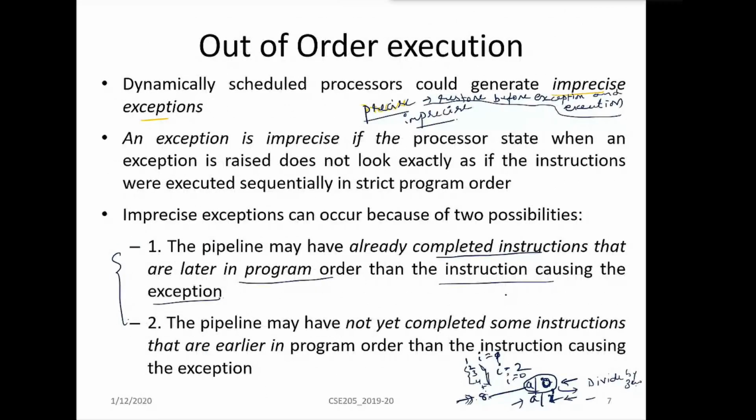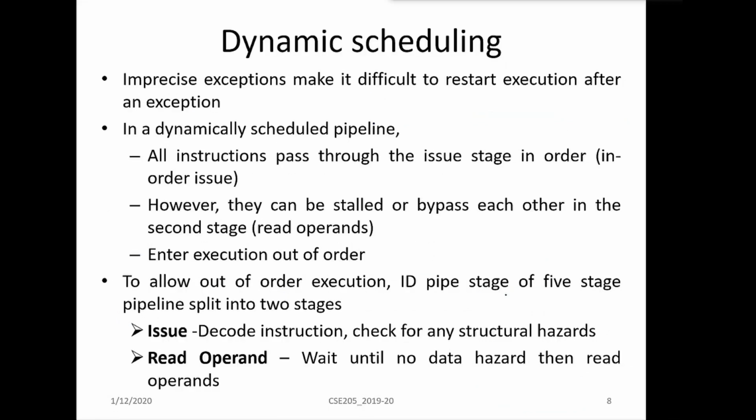So this point is trying to say this. An imprecise exception can occur because of two possibilities. One is that the pipeline may have already completed instructions that are later in the program order than the instruction causing the exception. The second one is that the pipeline may not yet have completed some instructions that are earlier in the program order than the instruction causing the exception. I mapped both to the example I explained with these two instructions. But this cannot be handled in the Tomasulo algorithm, but we will see later.